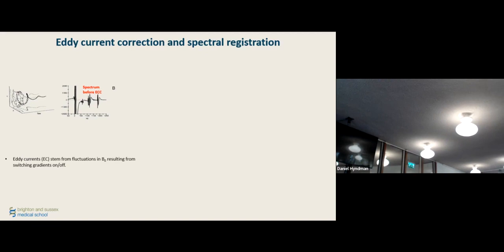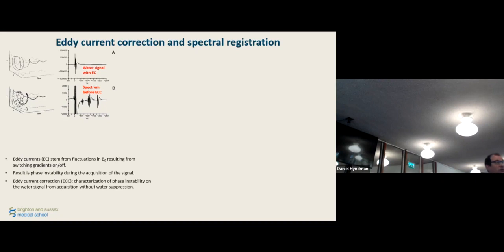But luckily, we can take care of eddy currents for the most part. What do we do? We acquire the signal of the water alone. If we acquire the signal without water suppression of the water alone, with the eddy currents that come with it, it's very easy to characterize these fluctuations of the magnetic field, because we just have a single peak to consider.